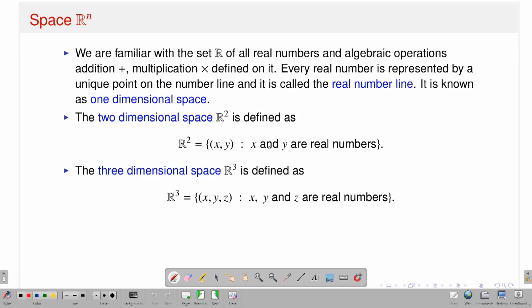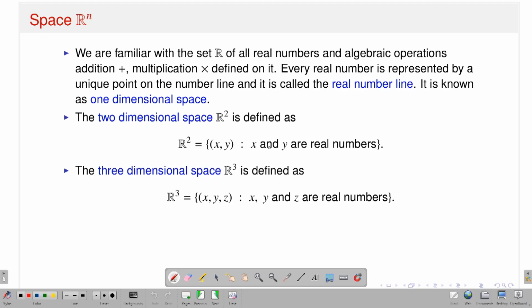Similarly, the three-dimensional space is denoted by R3, and it is defined as a collection of all triplets of real numbers x comma y comma z. Thus, R3 consists of all three-tuples or triplets of real numbers. Here also the first coordinate is x, the second coordinate is y, and the third coordinate is z.